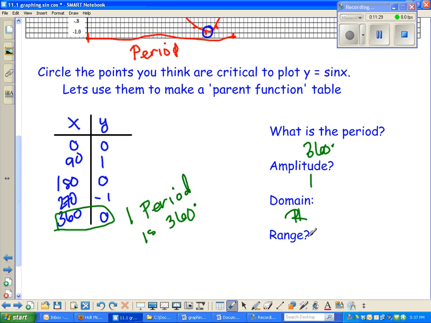Okay, and then range. Range is a tricky one, but you can go back and look at your y column here. Remember, domain is the x's, range is the y's. This never gets bigger than +1, and it never gets smaller than -1. So our range, we could say our y's go between +1 and -1. And this is how we would write this. So the range for the sine function is between -1 and +1.